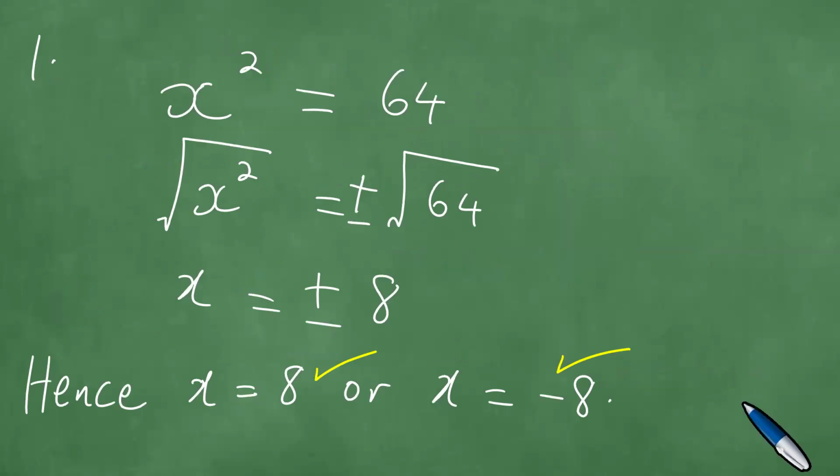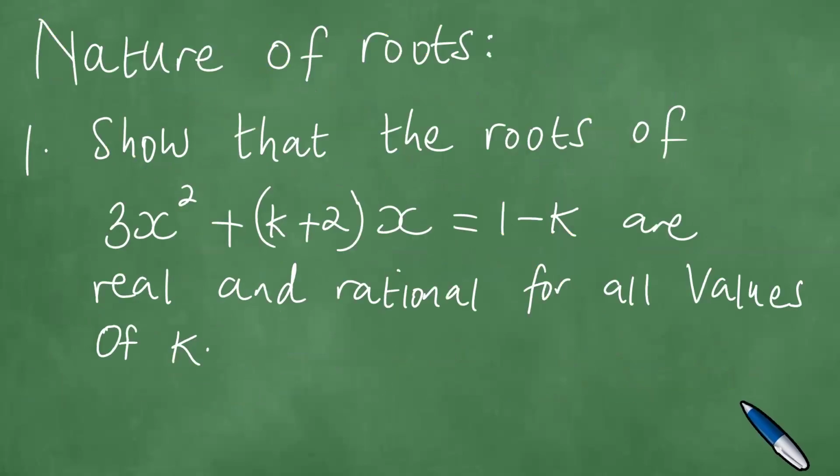Now, let us look at this one. Show that the roots of 3x squared plus (k plus 2) times x equals 1 minus k are real and rational for all values of k. Let me give you like 2 minutes to do this one quickly, and please give me feedback on whether you're getting it or not.